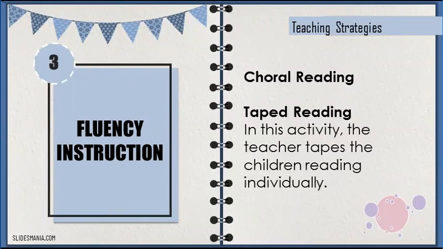We can use choral reading, where children chorally read a portion of a text altogether. We can also use taped reading. In this activity, the teacher tapes the children reading individually. This can be done with the microphone on an interactive whiteboard or tape recorder. The children may listen back to what they have read, and they self-assess their own reading.